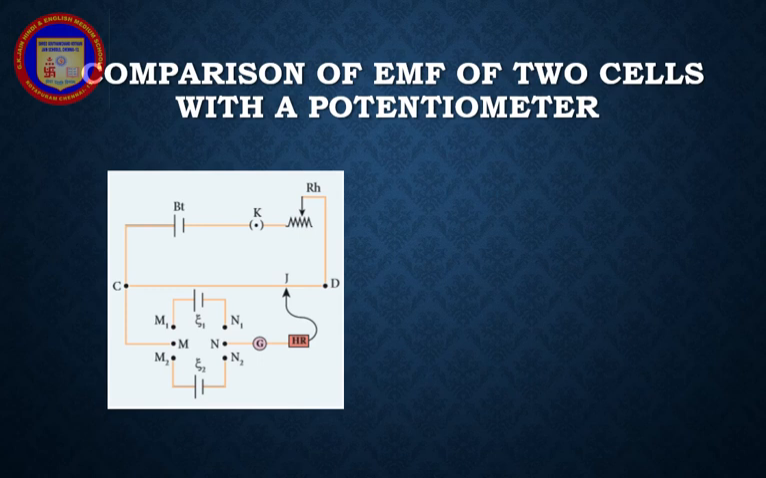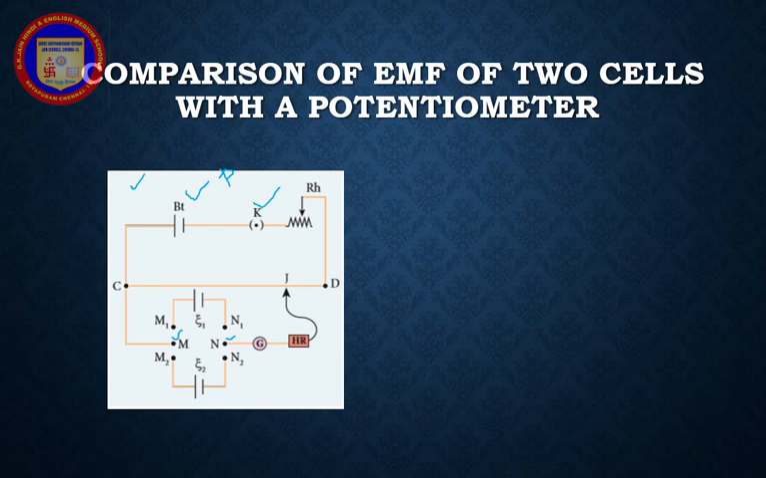Next is comparison of EMF of two cells with a potentiometer. To compare the EMF of two cells, the circuit connections are made as shown in the diagram. The potentiometer wire CD is connected to a battery and key in series. This is called the primary circuit, which we have already seen in the previous case also. The end C of the wire is connected to the terminal M of a DPDT switch, and the other terminal N is connected to the jockey through a galvanometer and a high resistance R. DPDT switch is nothing but a double pole double throw switch.